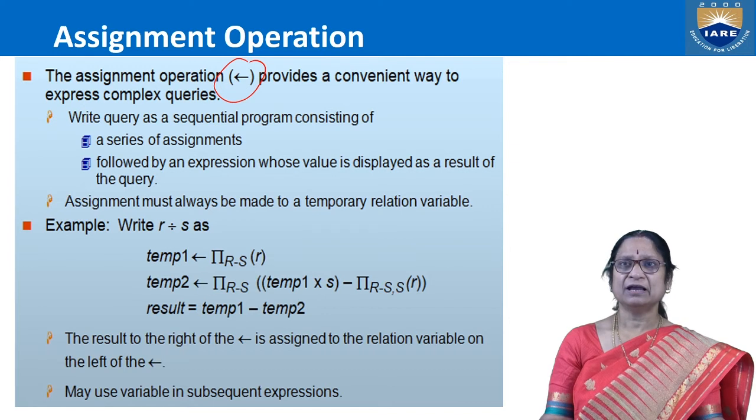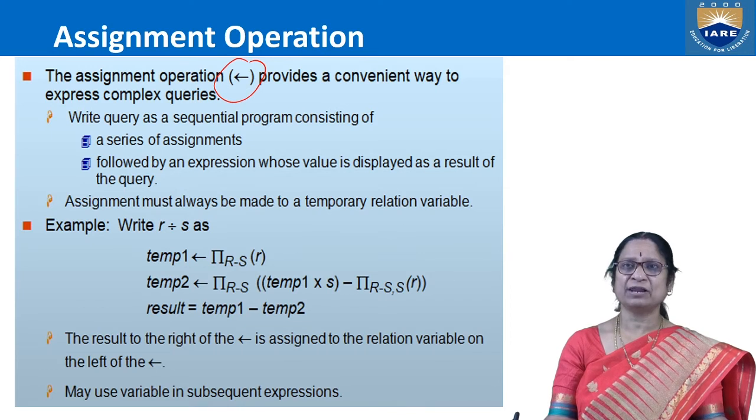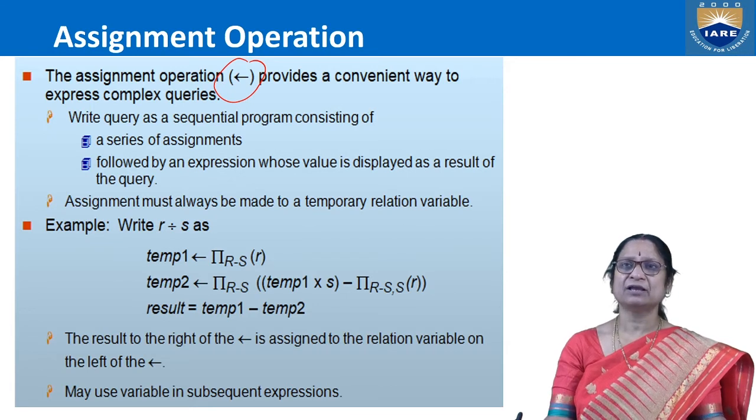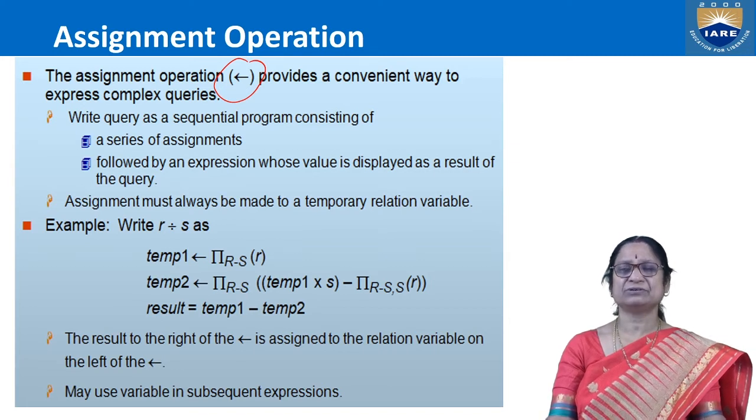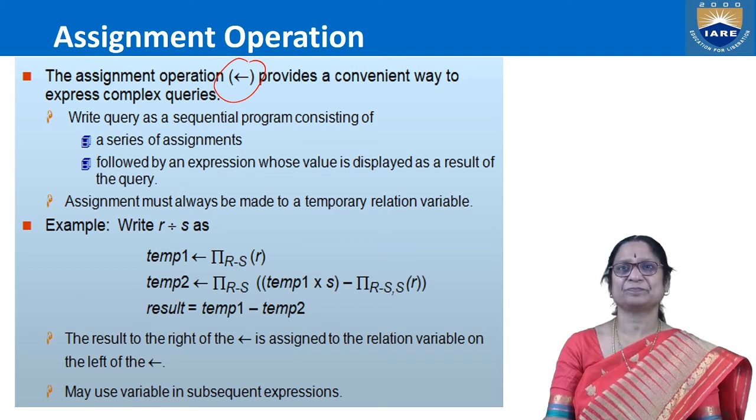So for example, let us assume that you want to write a query for a list of all employees who are having salary greater than 5,000 and some other constraint is there. Then salary greater than 5,000 will be assigned to some temporary relation. Then the temporary relation can be used for further operations.